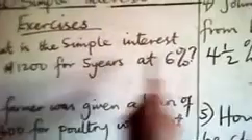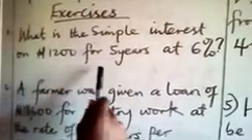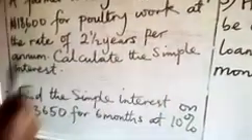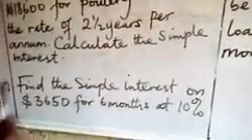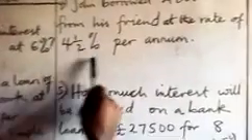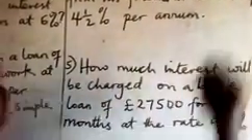Number 1, what is the simple interest on 1,200 naira for 5 years at 6%? Number 2, a farmer was given a loan of 18,600 naira for poultry work at the rate of 2.5% per annum. Calculate the simple interest. Number 3, find the simple interest on $3,600 for 6 months at 10% per annum. Number 4, John borrowed 200,000 naira from his friend at the rate of 4.5% per annum.